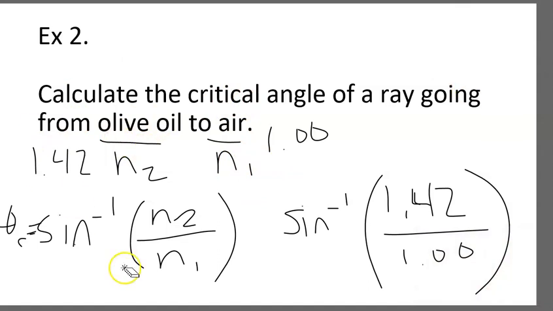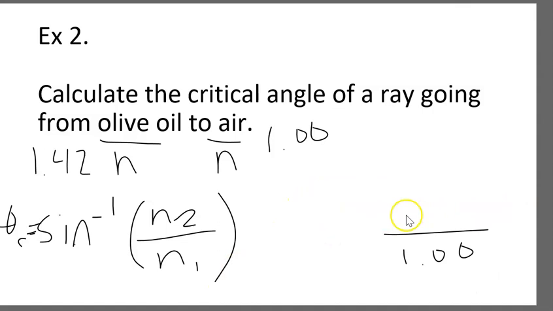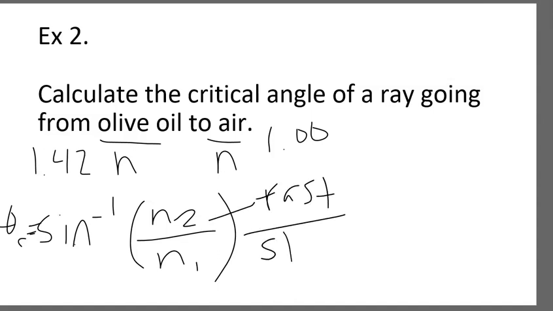So N2 cannot be greater than N1. Basically you have to switch these two guys. Okay? Otherwise it doesn't work. So your slower medium is going to be on the bottom and your faster medium will be on the top. So N2 will be fast over slow. Okay? So now our N2 is going to be air and our N1 will be olive oil.